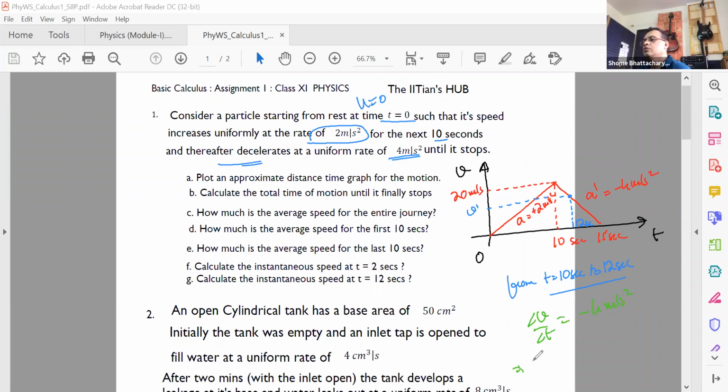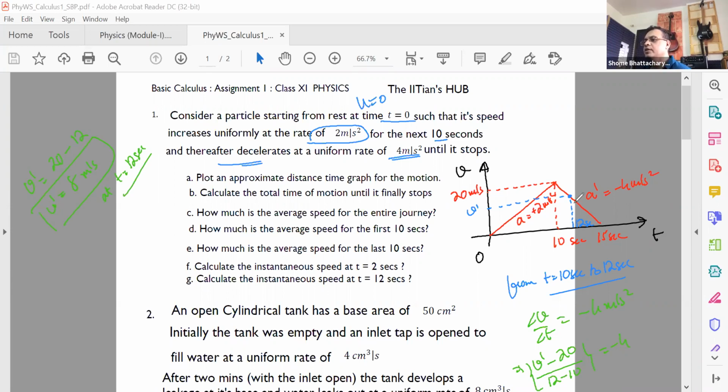Okay. So this unknown speed v prime minus 20 divided by the time interval, which is 12 minus 10 or 2 seconds, this should be equal to -4. So that will show you that v prime will become how much? V prime will become 20 minus of this thing, 4 into 3, so 12. So it will become 8 meters per second. That will be the speed at t equal to 12 seconds.